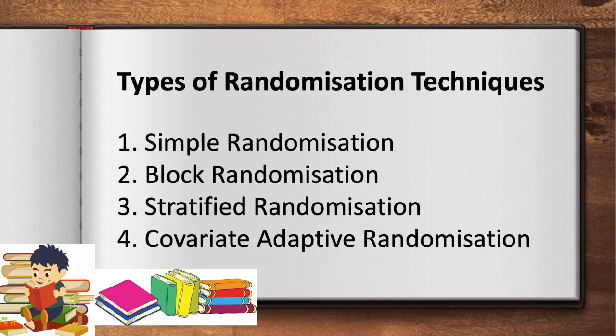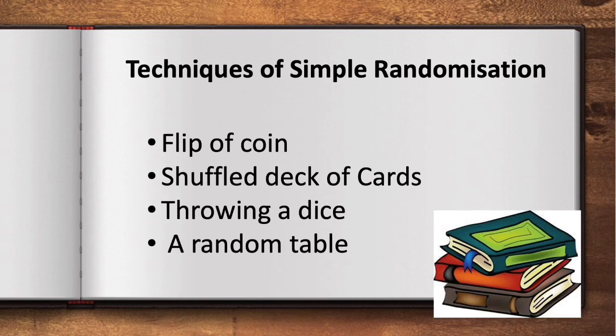For the random selection, we use many techniques, right? First is simple randomization, second, block randomization, third, stratified randomization, fourth, covariate adaptive randomization. In simple randomization, we can see the following techniques. The first, flip of coin, then shuffle deck of cards, then throwing a dice and a random table.